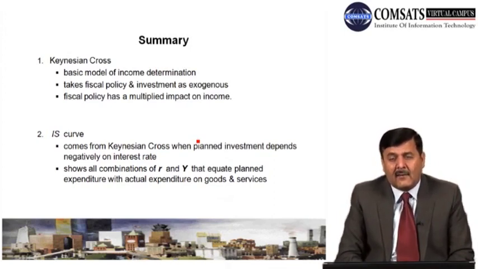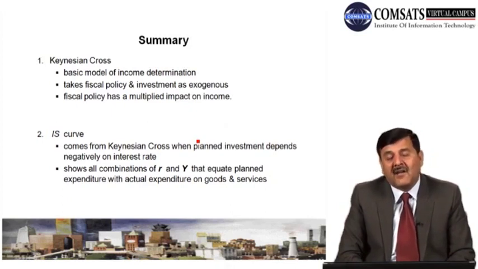But Keynesians say that government can also use fiscal policy instead of monetary policy to stabilize the economy. So they have given their own model, which is known as the Keynesian cross, the basic model of income determination, which takes fiscal policy and investment as exogenous variables. Fiscal policy has a multiplied impact on income.